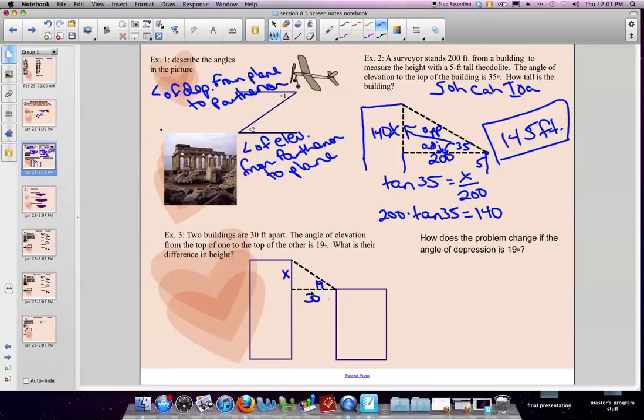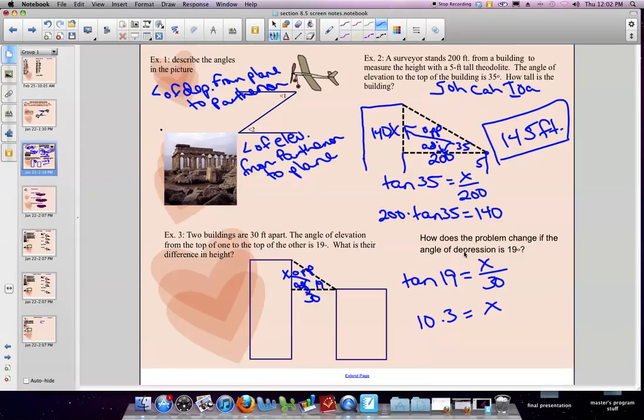Again, I know my angle and I know one side, so I'm going to use a trig function. The x is the opposite side from my 19. The 30 is the adjacent side from my 19, so tangent is the one I'm going to use. So tangent 19 equals x over 30, opposite over adjacent. So I'm going to take 30 times the tangent of 19, and I'm going to get 10.3 feet. So the difference in height between the two buildings is 10.3 feet.